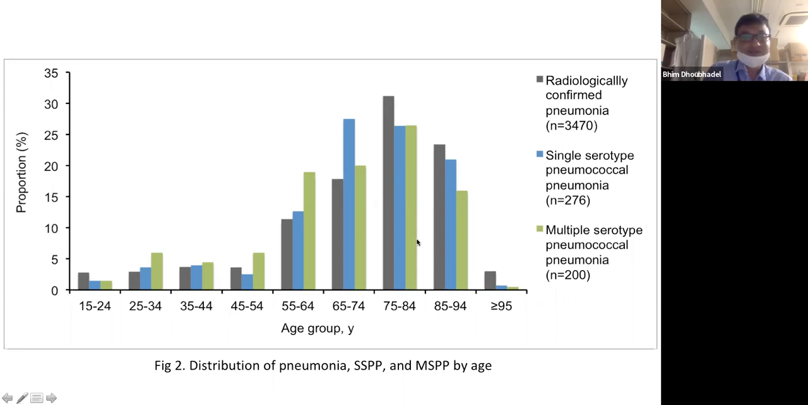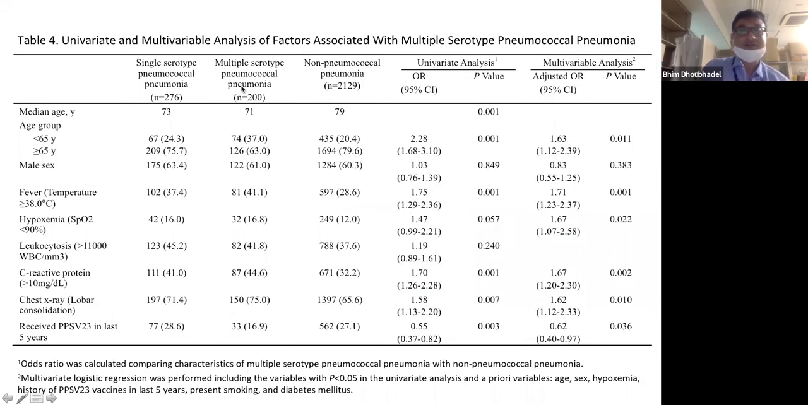So sorry, this is a bit of a busy table. Here, what I tried to do is compare the multiple serotype pneumococcal pneumonia with the non-pneumococcal pneumonia, with the same clinical characteristics. This is a univariate analysis, and this is a multivariate analysis. And this one shows the single serotype pneumococcal pneumonia. So you can compare the single serotype, multiple serotype, and non-pneumococcal.